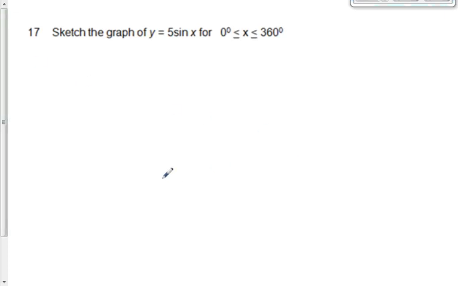So, question 17. Sketch the graph of y equals 5 sine x for 0 less than or equal to x, which is less than or equal to 360 degrees. Now, it is always good to draw our axes in first, and you should use a ruler for this. So I'll draw in my axes.